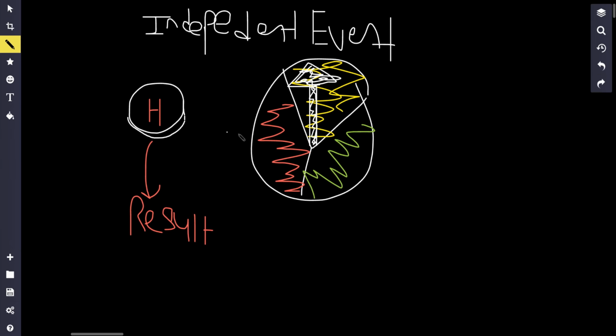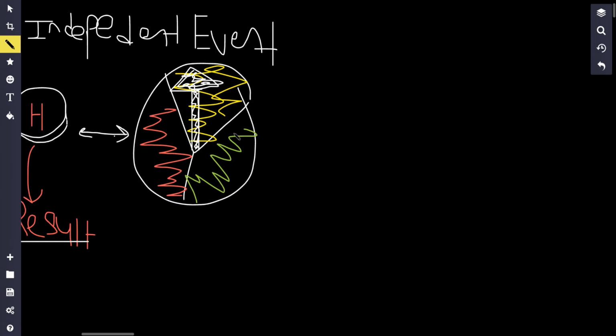Now, two events are independent when one event does not have an effect on the probability of another event. So let's say I flip this coin and I get some result. That does not affect the probability of me getting, let's say, yellow when I spin this spinner, right? So these two events have no effect on the probabilities of each other, which means they're independent events.